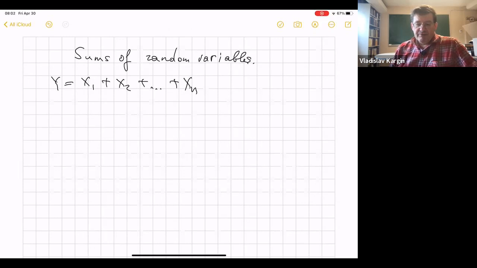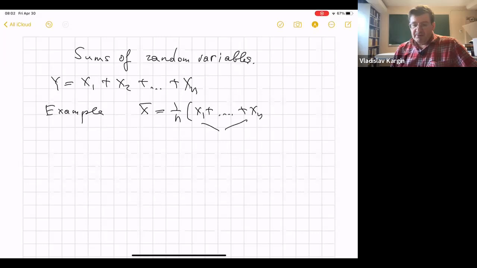So it arises when you look at something like a sample mean. If you have several measurements and you calculate the sample mean of these measurements, then you'll have something which is called x bar, which is equal to 1 divided by n, x1 plus ... xn, where these are just measurements of a random quantity.